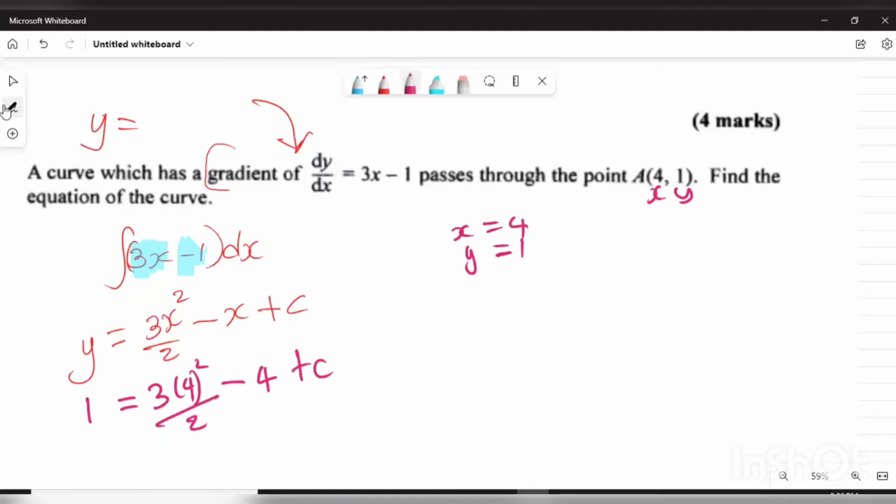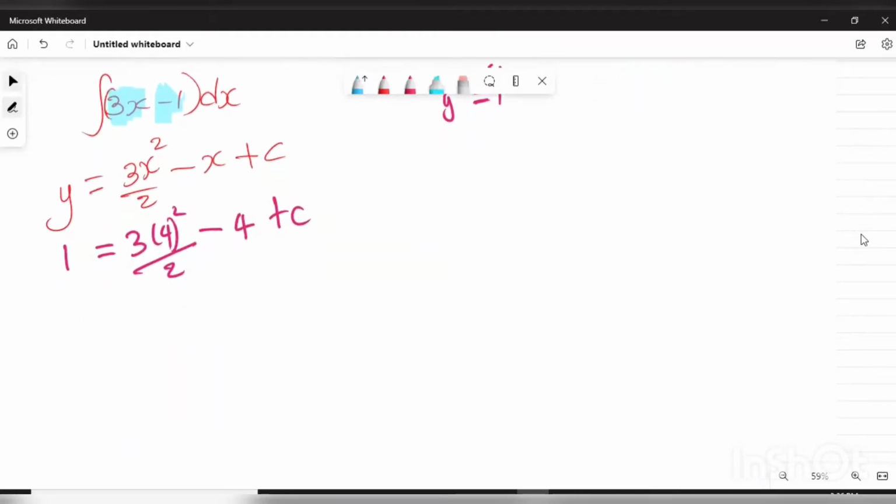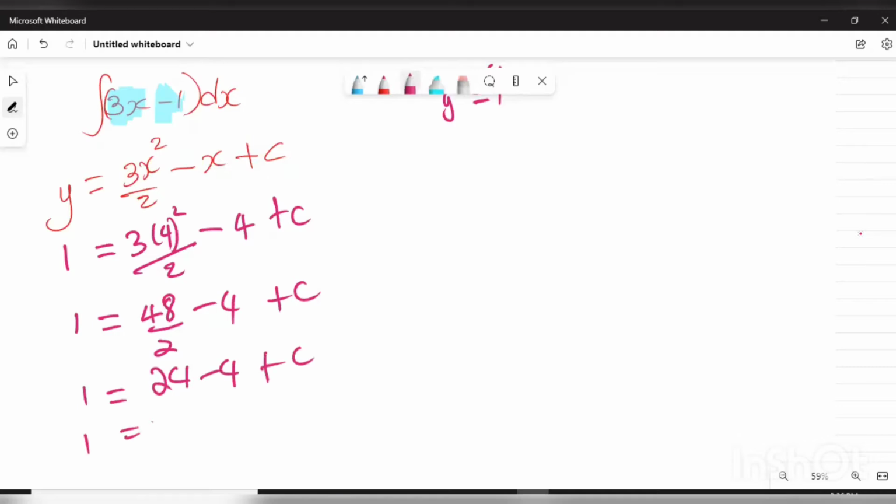You can see right now how we're going to get a value for c, because we substituted a point that the line passes through in order to find the unknown c. So equal to 3 times 16, this is 48 over 2, minus 4, plus c. This is 24 minus 4 plus c. 1 is equal to 20 plus c. Subtracting 20 from both sides, negative 19 is equal to c.